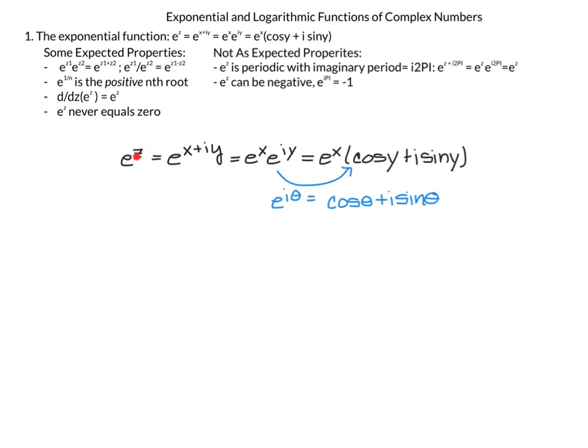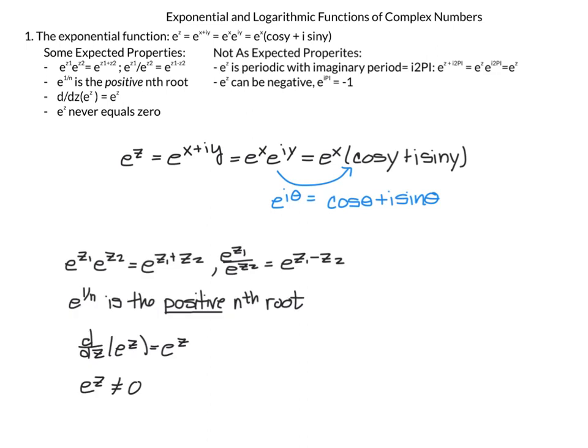If I take the z and rewrite it as x plus iy, then this is equal to e to the x, e to the iy by this property here. I can rewrite e to the iy as cosine y plus i sine of y, and this is using Euler's identity, which is e to the i theta is equal to cosine theta plus i sine theta. The other properties here, the product of two exponents, you can just add the exponents and you have this equality. Or if you have the division of two exponents, you can subtract the denominator from the numerator.